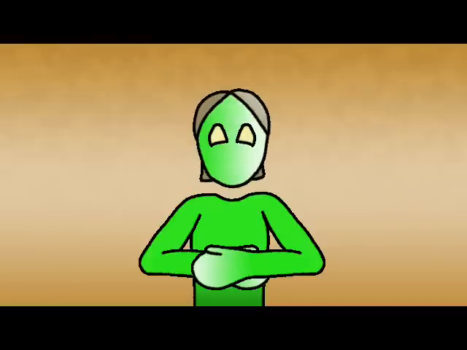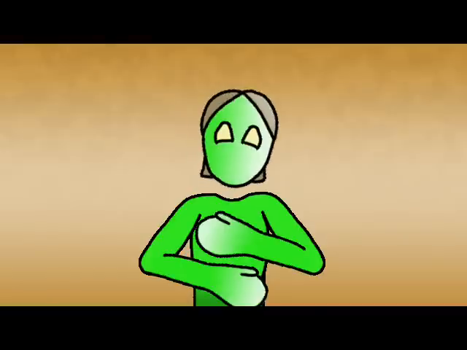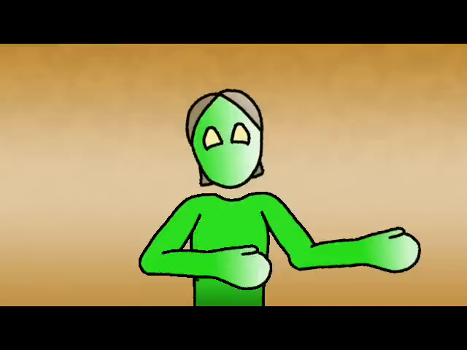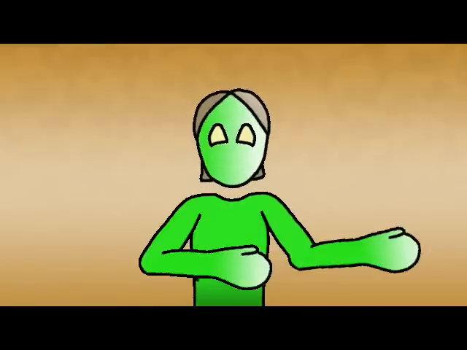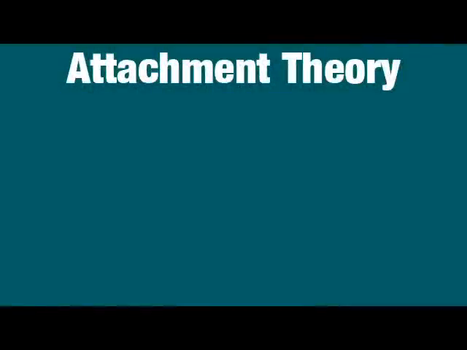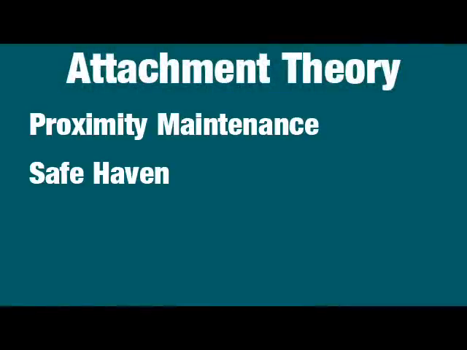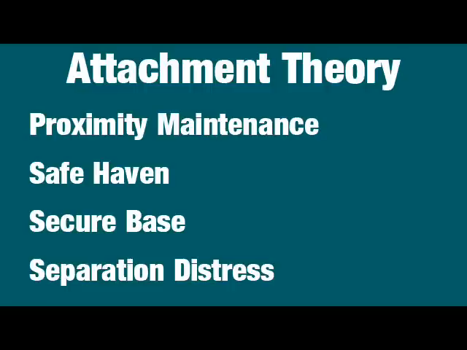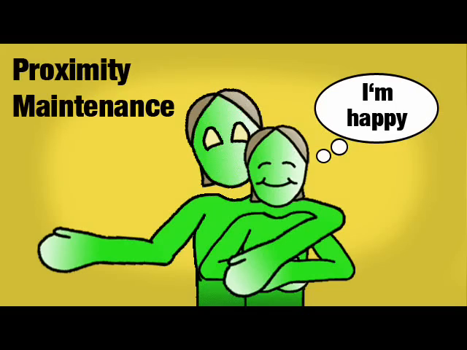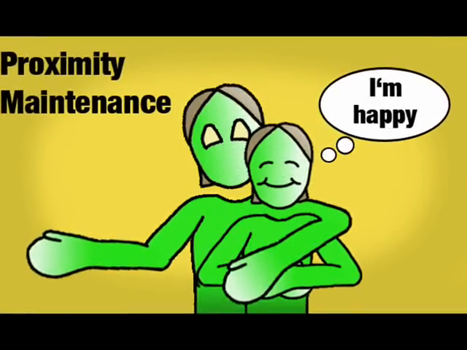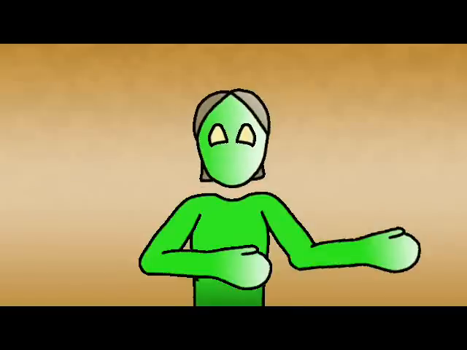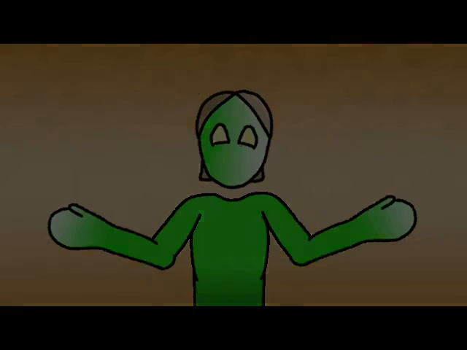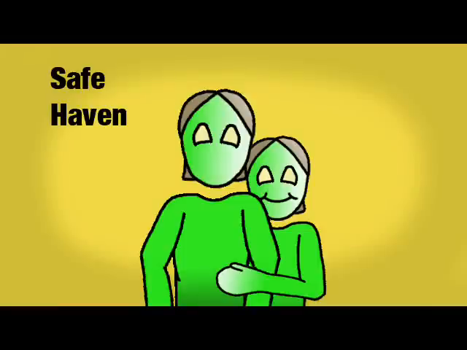Anyway, attachment theory states that it's a human requirement to build relationships. It's a part of being human and a part of us all. Now, our attachment can be broken down into four main aspects: proximity maintenance, safe haven, secure base, and separation distress. Proximity maintenance is the child's desire to be around or near the people they're attached to. We all want to be around those we know and have a bond with, and this need is heightened in children.